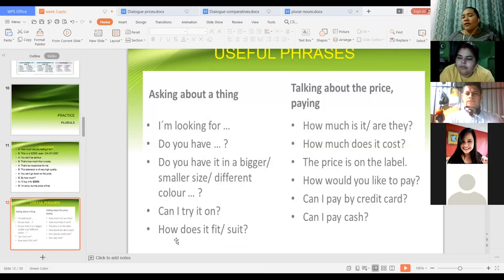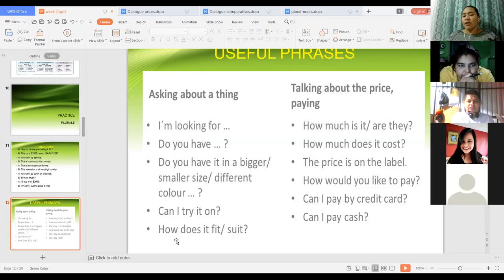I'm looking for, that it will be this useful phrase. I'm looking for, estoy buscando, ¿verdad? Busco este, ¿verdad? Busco una camisa de esta especificación o lo que usted quiera, ¿verdad? Do you have? ¿Tiene usted? Tienen en esta tienda, ¿verdad? Lo que usted anda buscando, a jacket, a leather jacket, ¿verdad? Una chaqueta de cuero, I don't know.